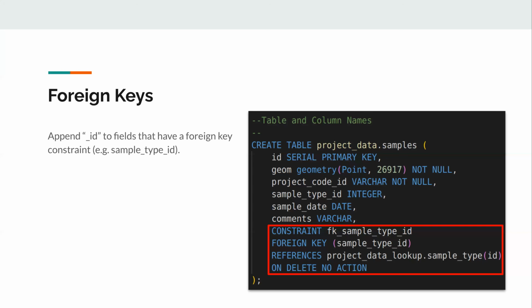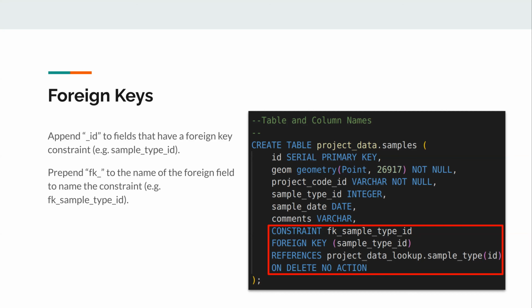Foreign keys. I always tend to append underscore ID to any field. So you can see here the sample type ID field that's defined as an integer. That's a foreign key to a table that's called, you guessed it, sample type. By appending the ID at the end, it's an indicator to us that this is going to refer to some other table, and will refer to the ID field of that table.